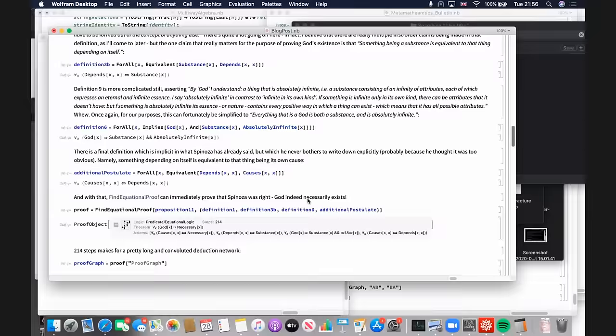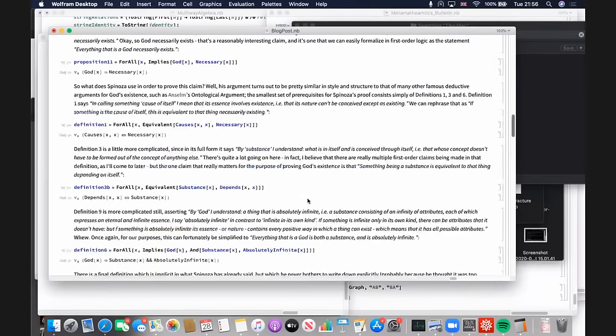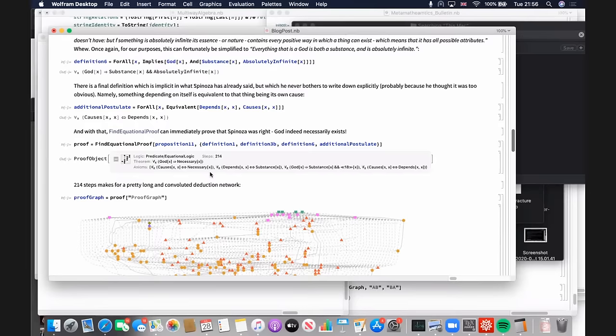But I did this particular one because it's the one that has the money shot, which is the proof of the necessary existence of God, which takes 214 steps, at least in the way that I formalized it.